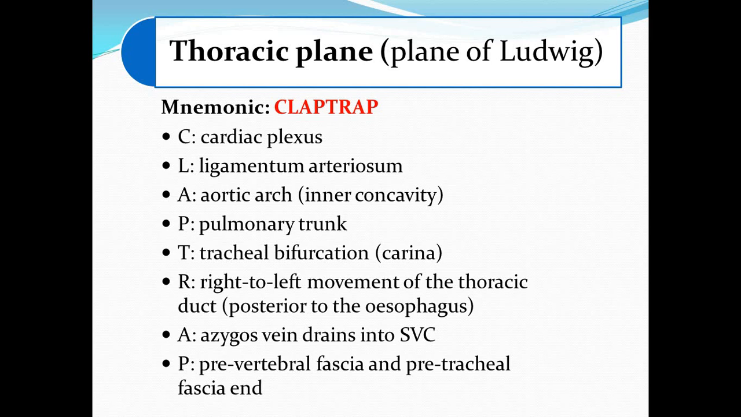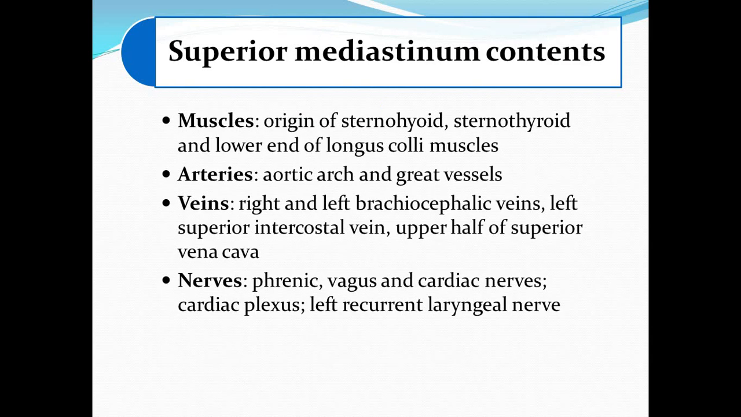So some of these structures will be contained within the superior mediastinum. Some of them, like the lower parts of them, will be included within the inferior mediastinum. We move on to study the contents of each of these spaces. So starting with the superior mediastinum, it contains several organs and structures. The muscles that are originating from this area include the sternohyoid, the sternothyroid, and the lower end of the longus colli muscles. We studied these muscles when we talked about the neck muscles.